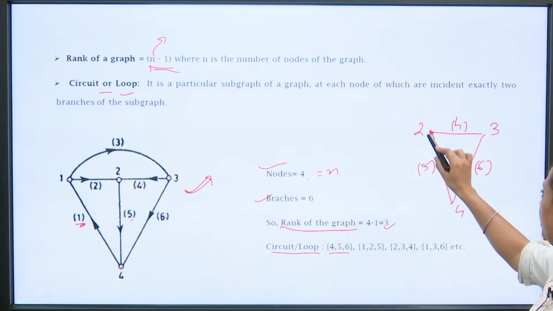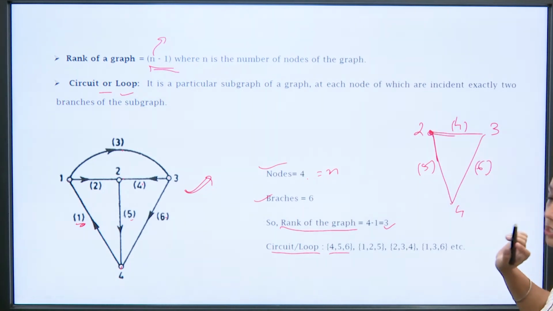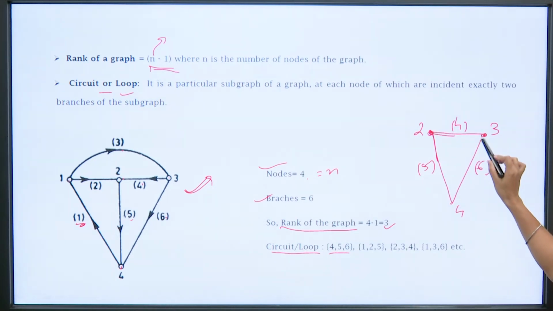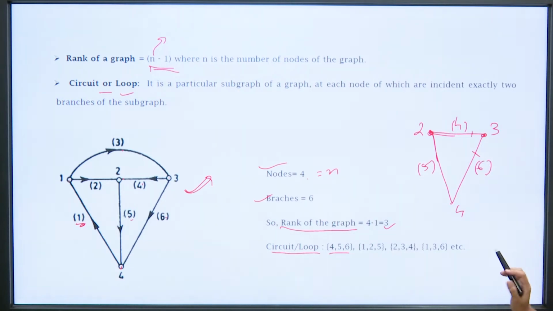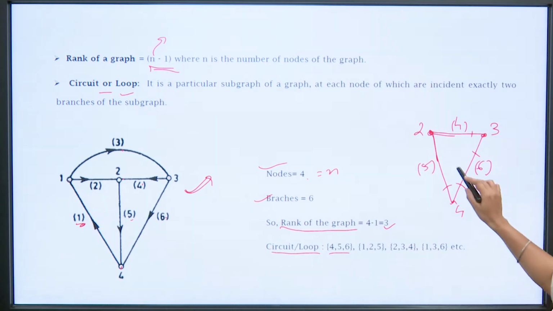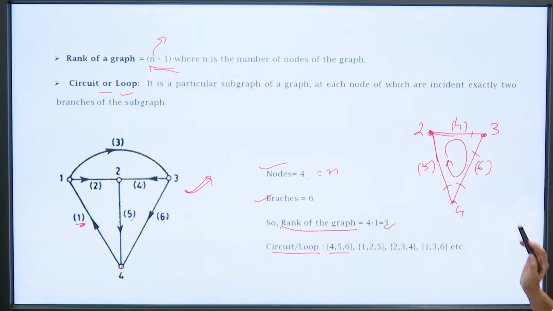So, we can see that each node has only 2 branches, 2 incident branches. Each node will have only 2 incident branches. So, this constitutes a loop, or we can say a circuit also. It is getting closed, right.